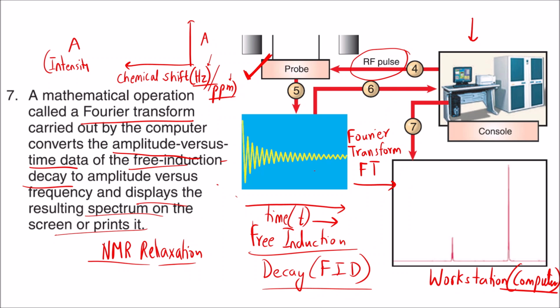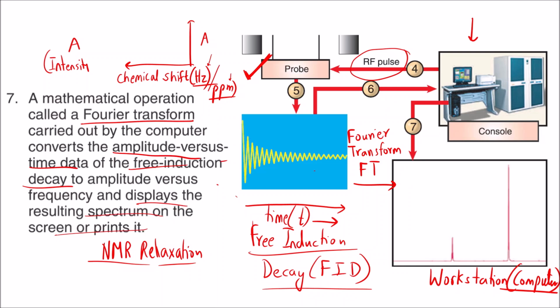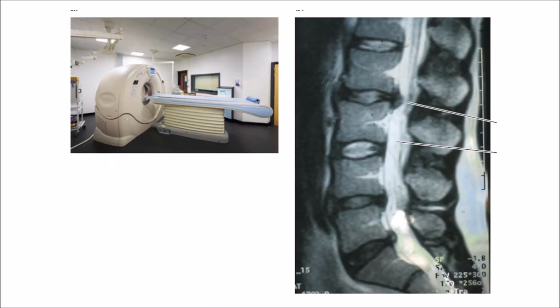So I hope you have understood the entire principle: the instrumentation, the basic components, how the NMR instrument works, how you prepare the NMR sample, how you load it into the NMR machine, and what exactly happens after you load it, all the steps. Now the last thing is the application. What are the applications or uses of NMR spectroscopy?